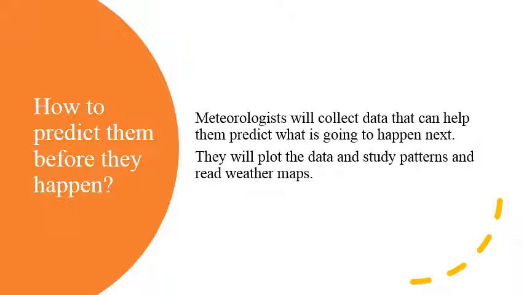Now, how to predict them before they happen? Remember when we took the data of other weather, like precipitation prediction and temperature prediction. Now, meteorologists will do the same thing. They will collect the data that can help predict what is going to happen next. They will plot them, study the patterns and read the weather maps. All of the things we said before apply in the same way to these severe weather impacts.